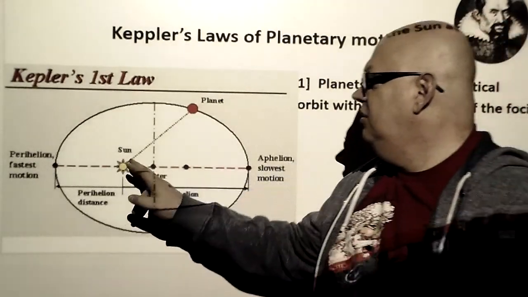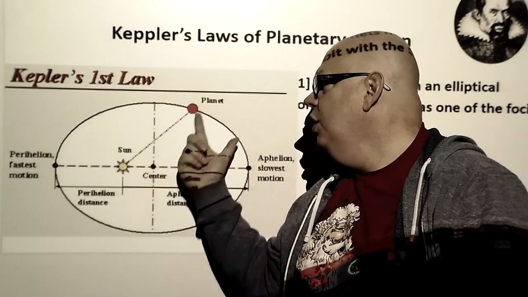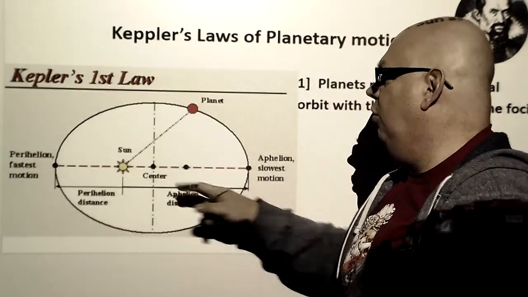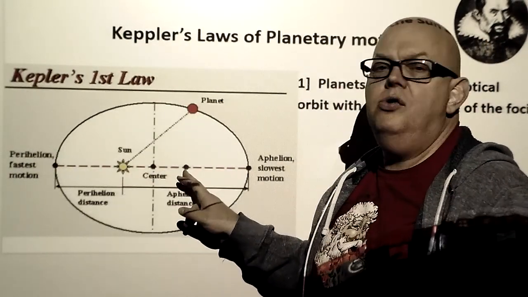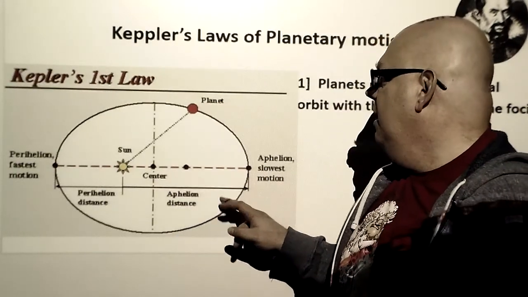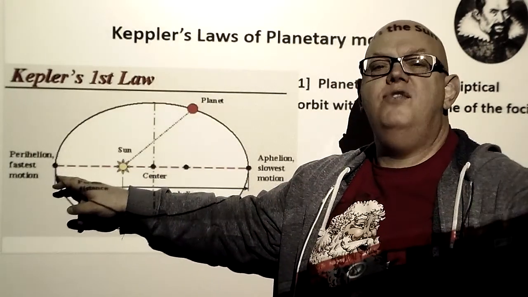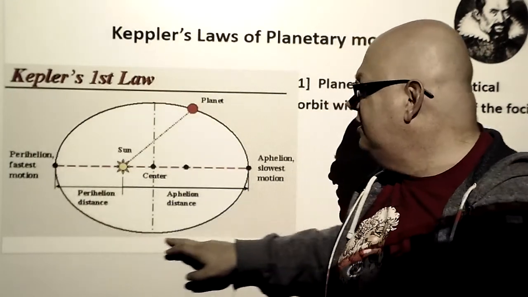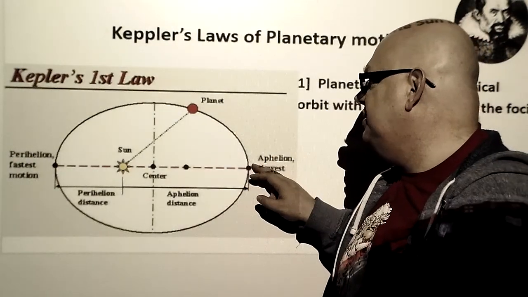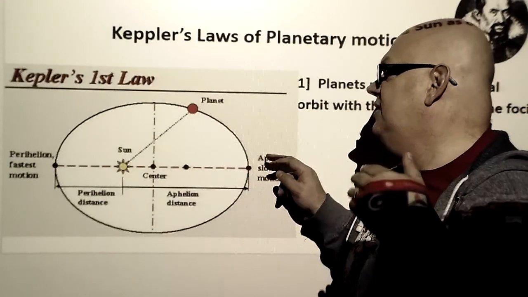So the sun, there's 2 center points, if you will, here. 2 points where the planet is revolving around. One is the sun. The other is some point in space there. And what happens is, as the planet is the closest to the sun, that's when it's moving the fastest. When it is the furthest away from the sun, that's aphelion, that is when it is its slowest.